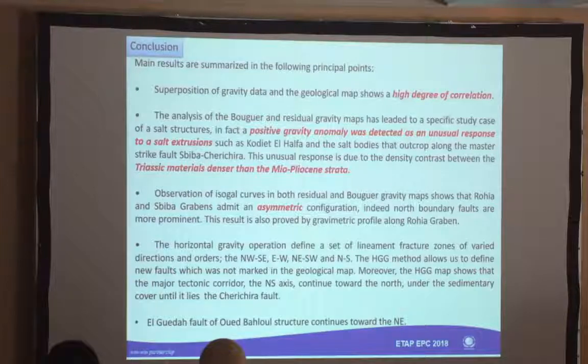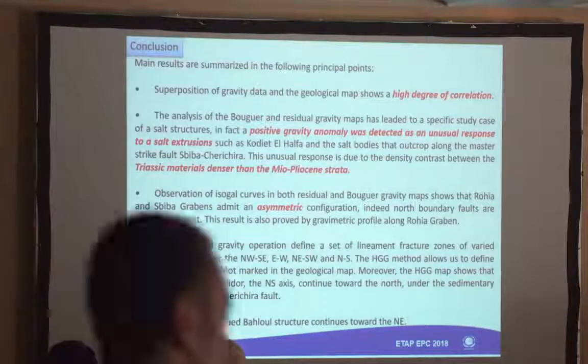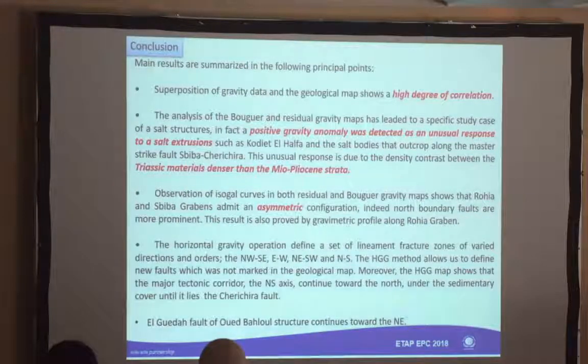This unusual response is due to the density contrast between the Triassic materials, which are denser than the Neo-Pliocene strata. Also, observation of isogal curves in both the residual and Bouguer gravity maps shows that the Ruhia and Sbiba grabens admit asymmetric configurations. Indeed, the north boundary faults are more prominent. This result is also proved by the gravimetric profile along the Ruhia trough.